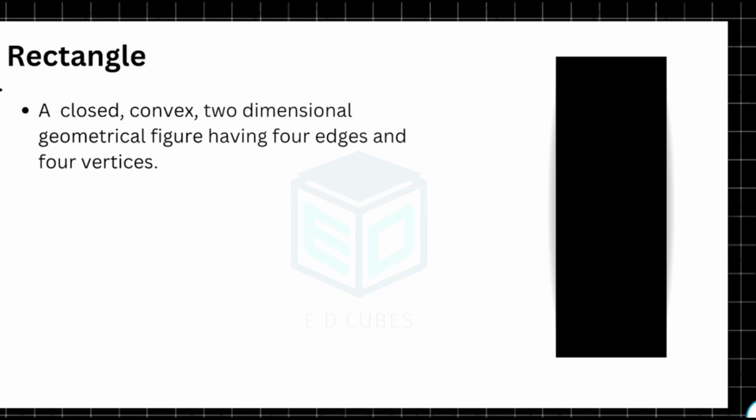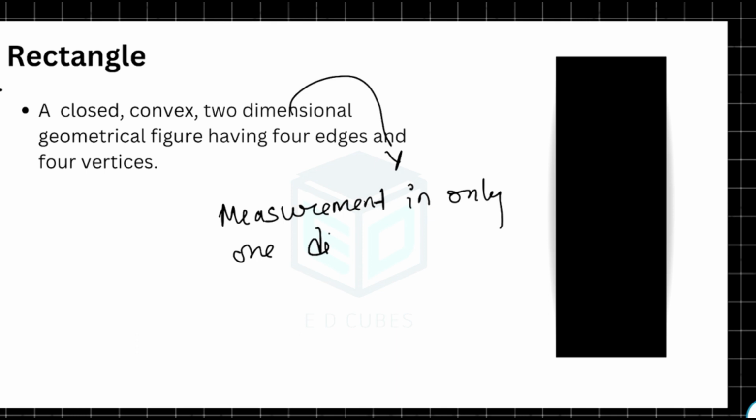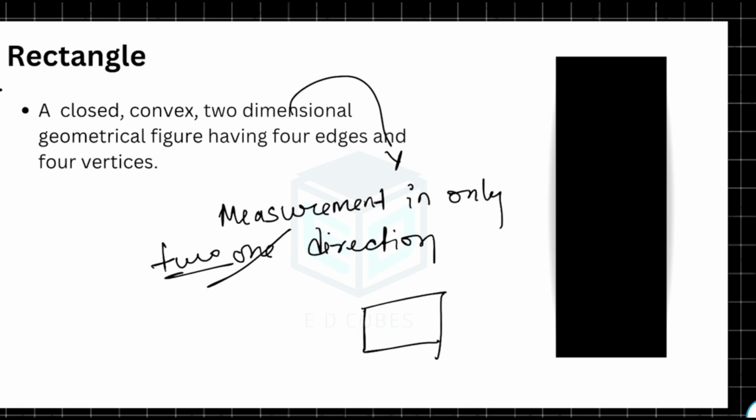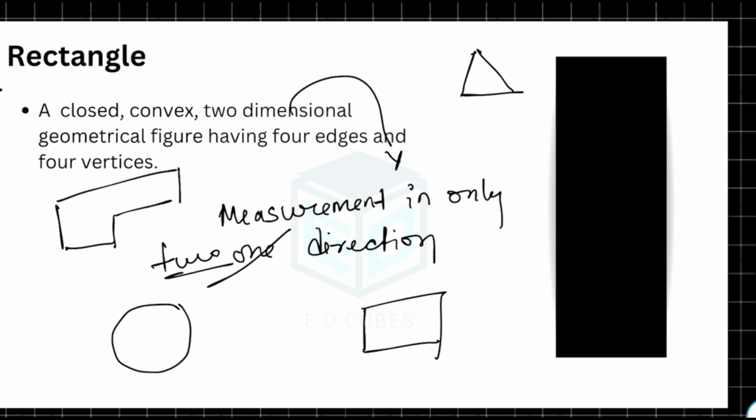Now, two-dimensional means measurement in only two directions, like your answer sheet, like this ring, like this triangle, like the plot of land you see outside your house, like your door at your home.